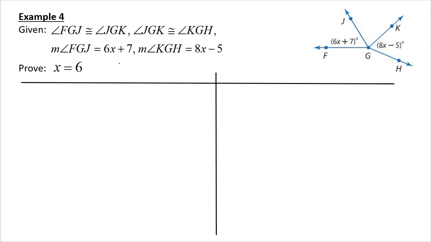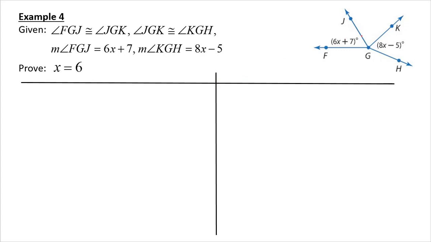Okay, the next one. So I have angle FGJ congruent to angle JGK, and angle JGK congruent to angle KGH. And then I have some measurements. I need to prove that x equals 6. They have a diagram here for me. One thing that's helpful in proofs is if you mark up your diagram.